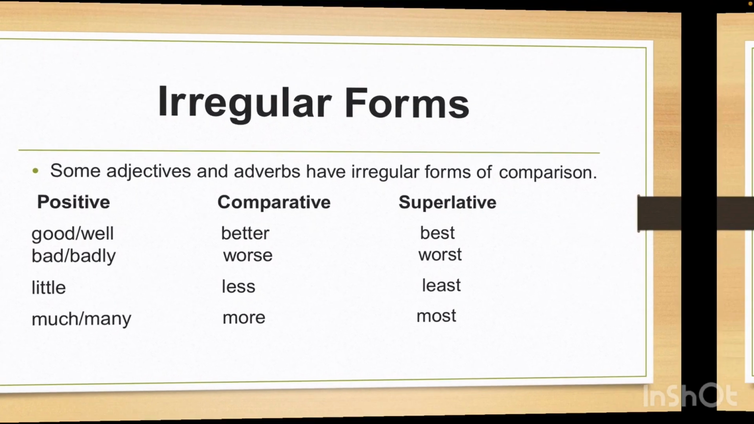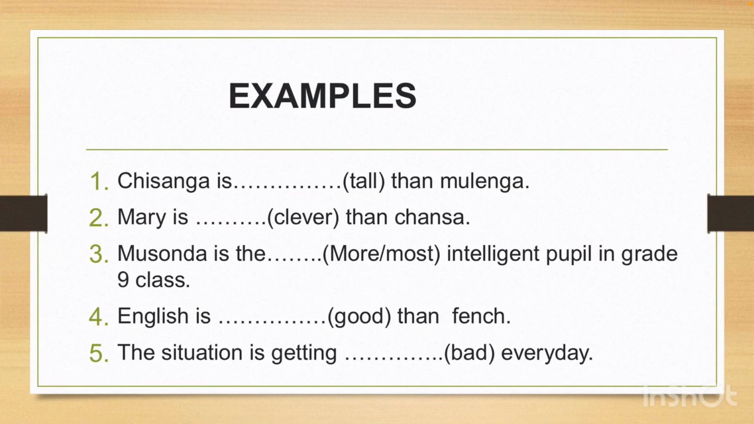Let us look at these simple questions here. Chisanga is dash than Mulenga. We have the word tall there. Now we are comparing two people here, so we are going to use the comparative form. Chisanga is taller than Mulenga. Mary is dash than Chansa. Since we are comparing Mary to Chansa, then this will be Mary is cleverer than Chansa. Not more clever. Mary is cleverer than Chansa.